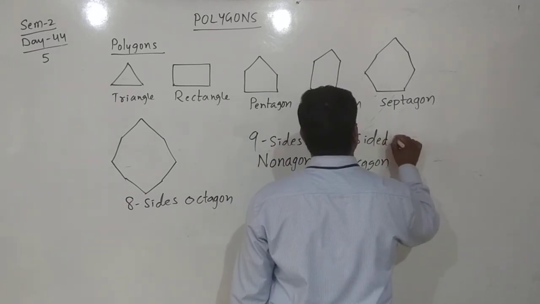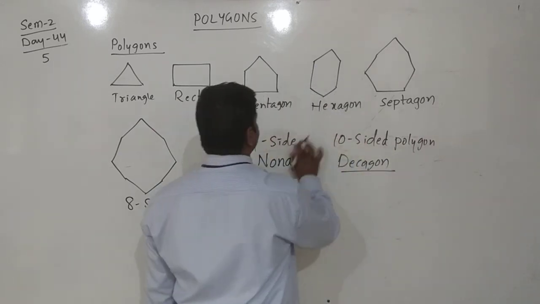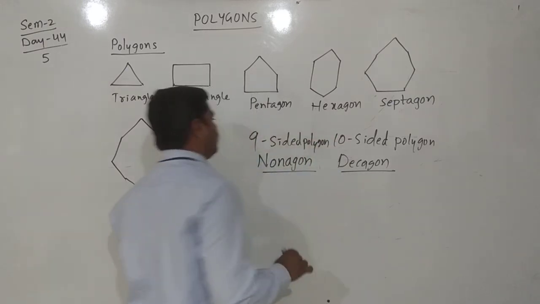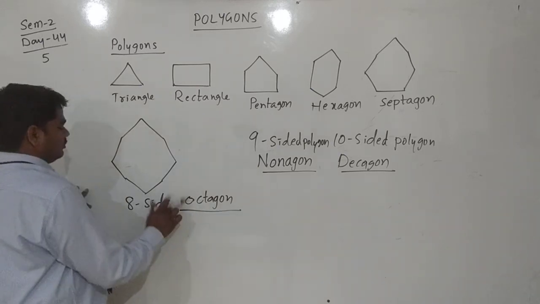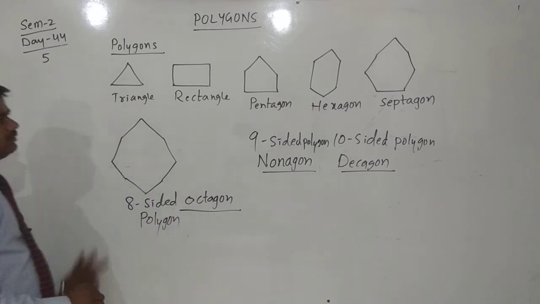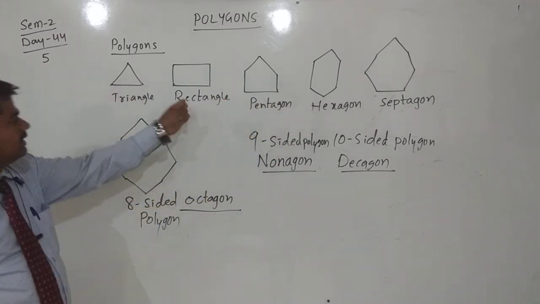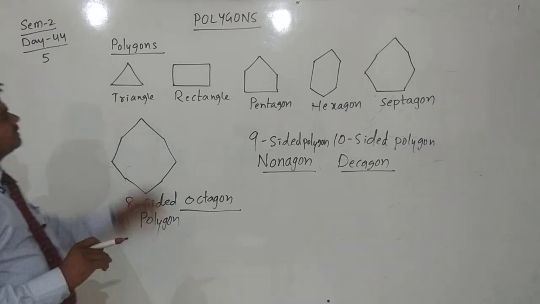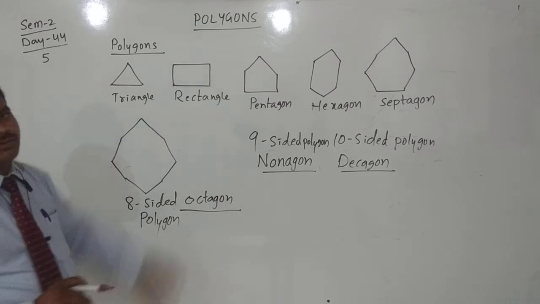A 10 sided polygon, that is a decagon. A 9 sided polygon is a nonagon. And 8 sided is an octagon, like this. Then a septagon is 7 sided, hexagon 6 sided, pentagon 5 sided, rectangle 4 sided, triangle 3 sided. About the triangle we already discussed. Now write all this. After this, about the rectangle.